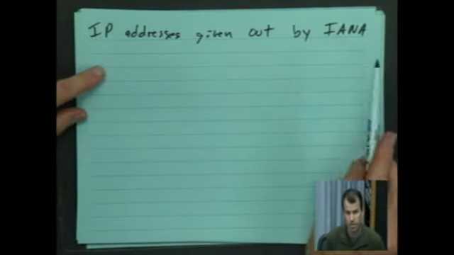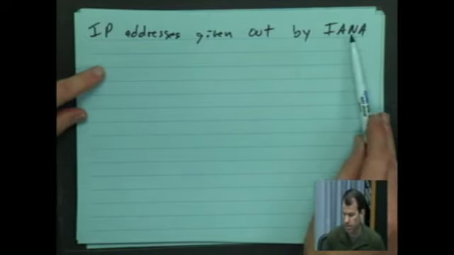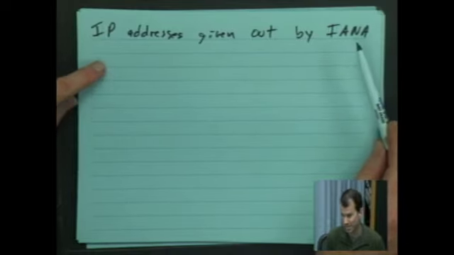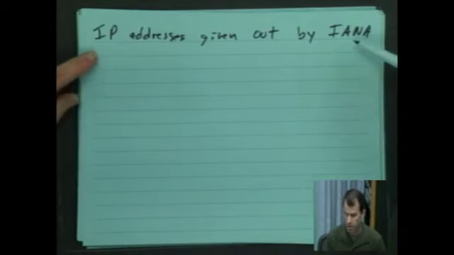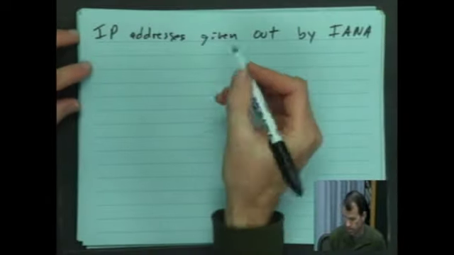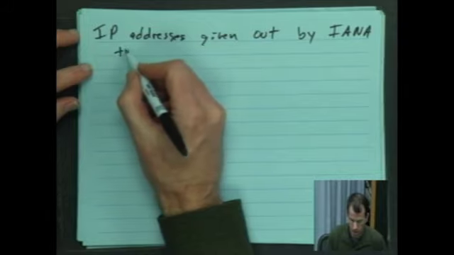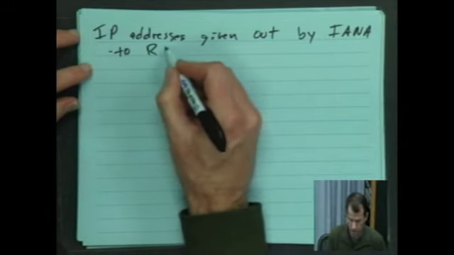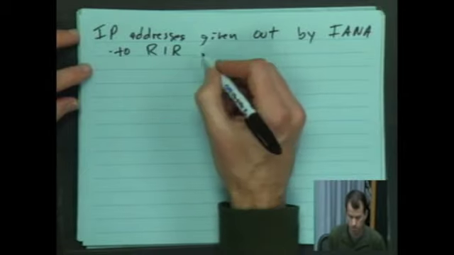Okay, I don't need you to know that this is the Internet Assigned Numbers Authority. You just need to know that they get given out by someone. So there's someone that controls all the numbers for the whole internet. Okay? They are given to what's called a regional internet registry.